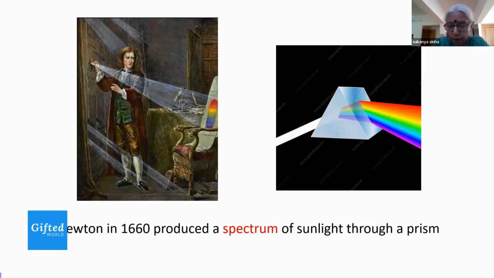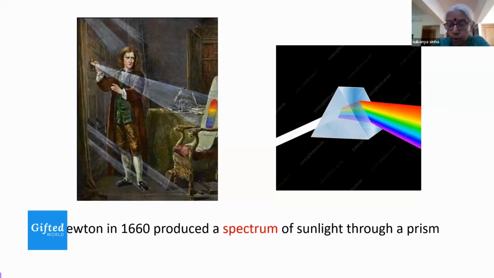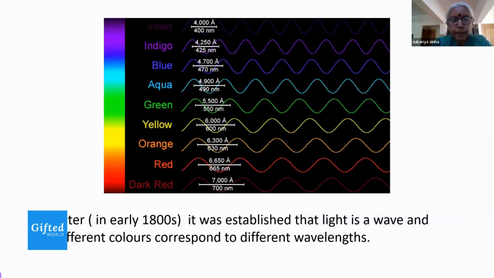So cut to, see what happened. Newton wrote a big book called what he called Optics, and he spelled it funny. In those days that was the spelling. But what he says is that if sun's light consisted but of one sort of rays, there would be but one color in this whole world. So that's what makes the world colorful.